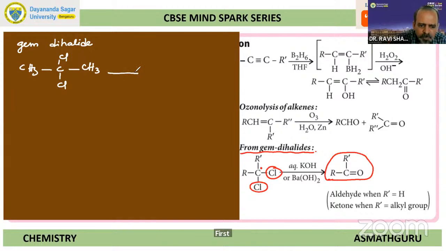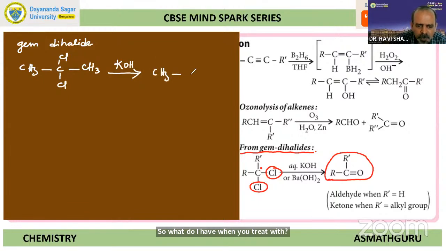Sir, what will happen when you treat with KOH? The OH will replace the chlorine atom. So we end up getting a carbon having two OH groups. We get a compound like this.